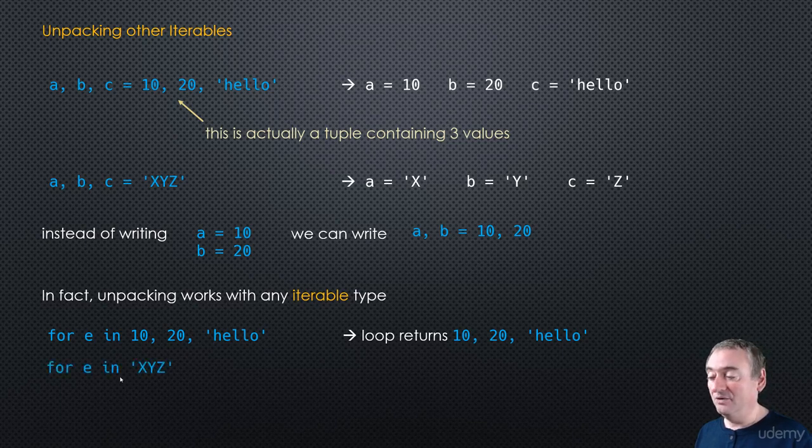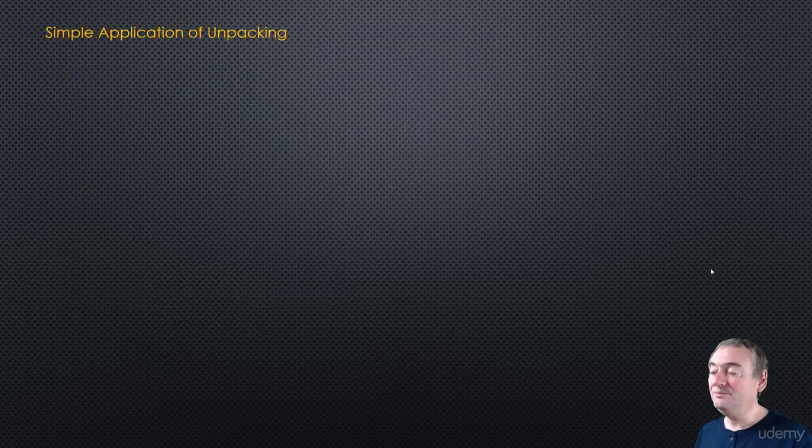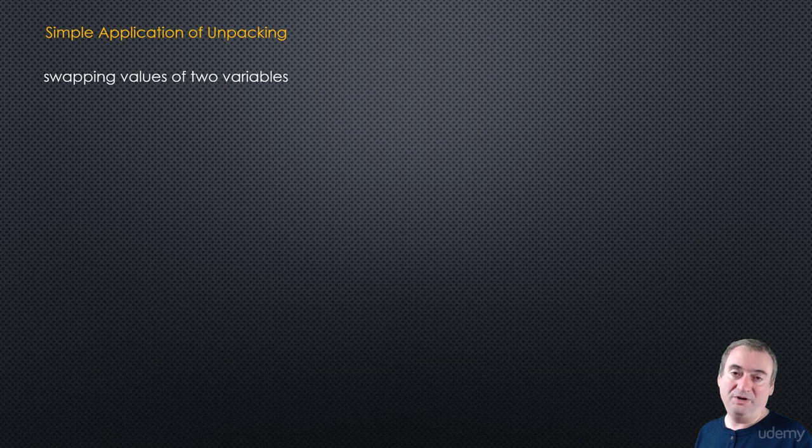Same thing, you can iterate strings. So if you say for e in x, y, z, well, your loop is going to return x in the first iteration, then y in the second iteration, and then z in the last iteration. So let's take a look at a simple application of unpacking. Swapping the values of 2 variables.